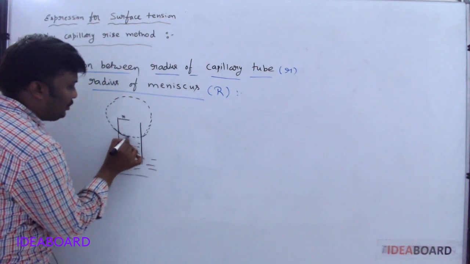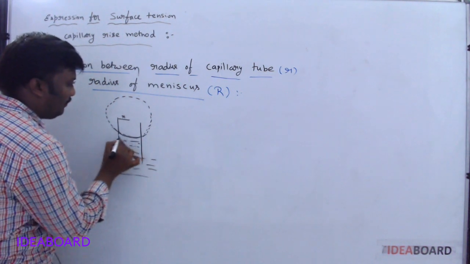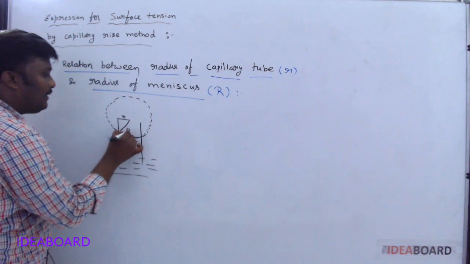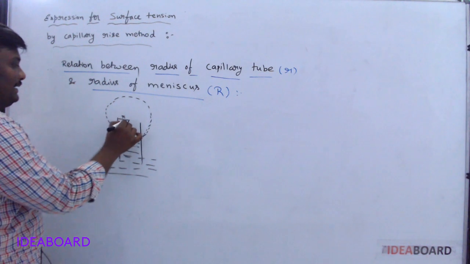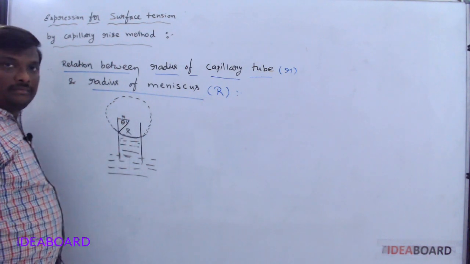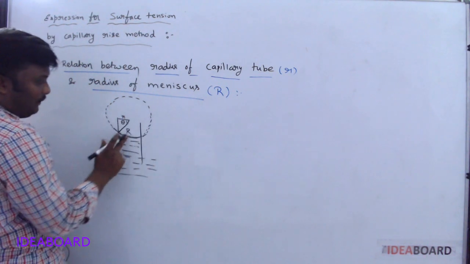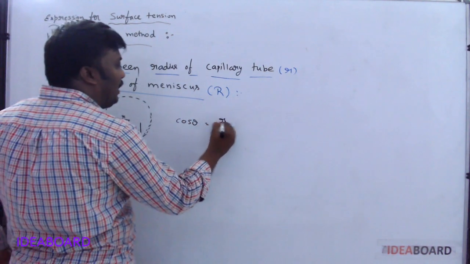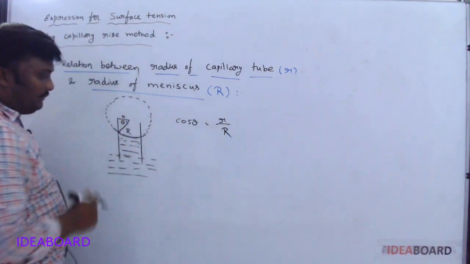Okay, this is the meniscus shape. Now, from here to here it is called radius R. Now, let us make an angle theta here. Now, again from this triangle, we find the value of cos theta. Cos theta is equal to small r by capital R.